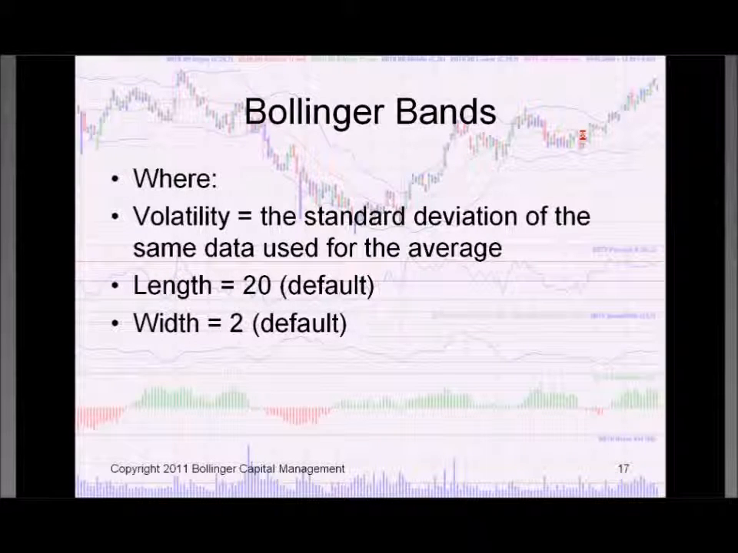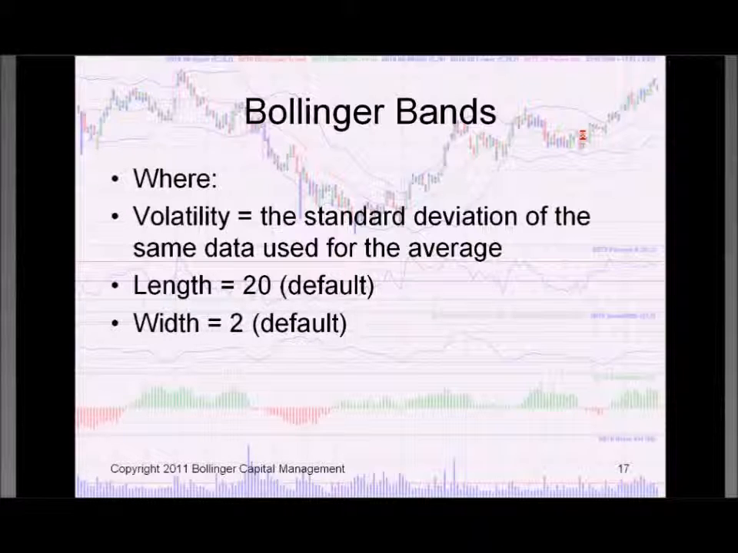So here are the defaults to fill in the information so we can construct these bands. Volatility is the standard deviation of exactly the same data that is used for the average. And length, for our purposes, the default of 20 works pretty well for U.S. stocks, and width of 2 works pretty well for most applications in the financial arena. You may find that you have to adjust these to suit your purposes, but I think you'll find that 20 and 2 serve as pretty good defaults.